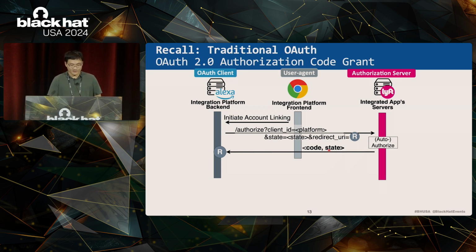And to begin with, the end user would initiate account linking from the platform frontend, which would start the underlying OAuth flow, and then hit the integration platform backend. Then the user would be redirected to the integrated app's authorization server like this. The user would usually be asked to log in at the app's website and then grant the authorizations.